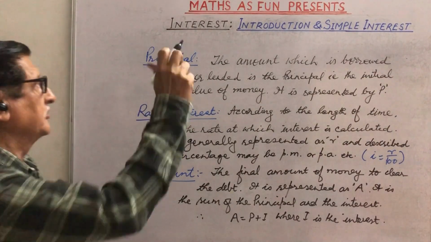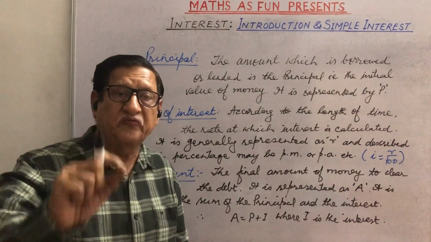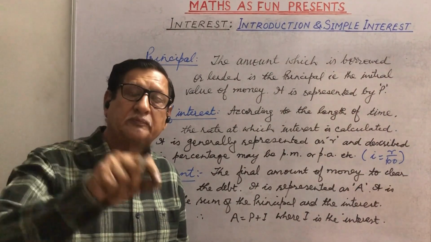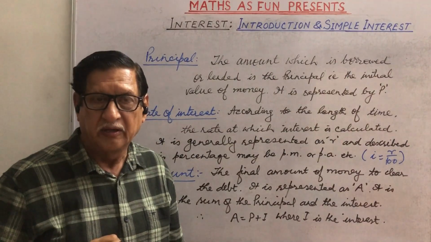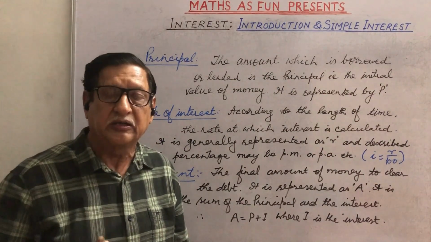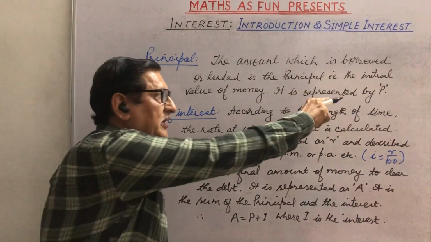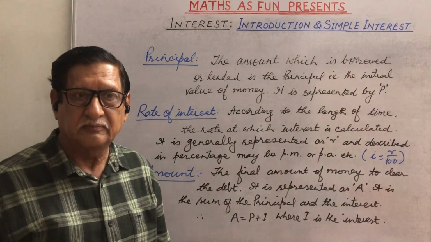The first term here is principal. What is principal? This is the amount which we are borrowing or the person is lending. It means the initial value of the amount which is borrowed or lent is known as the principal, and it is represented by capital P.